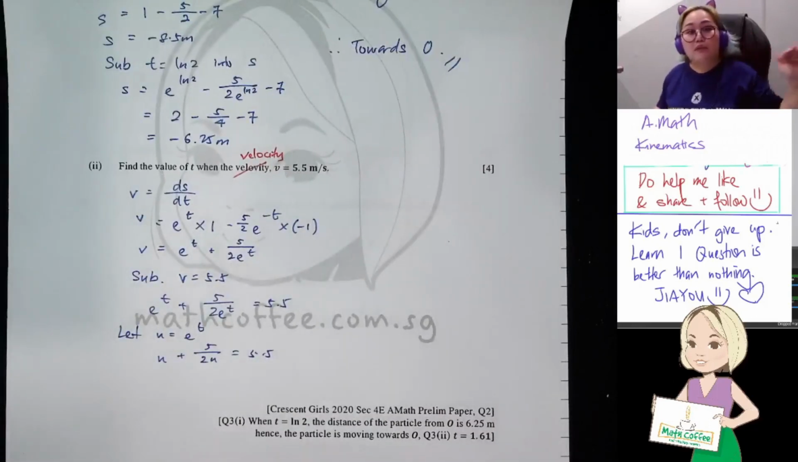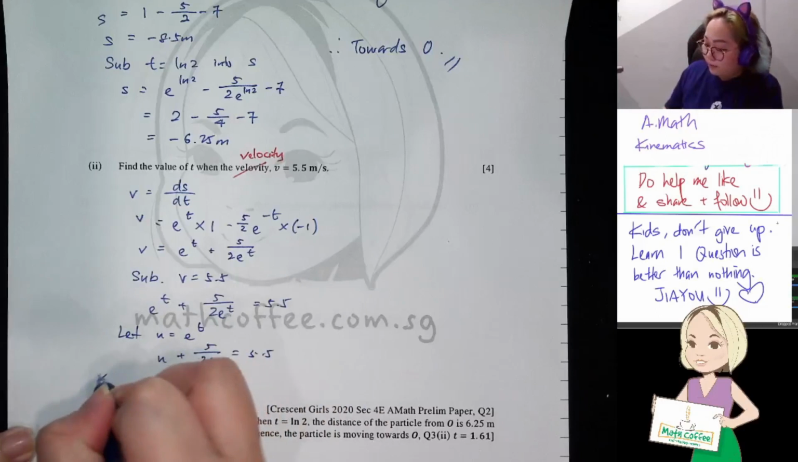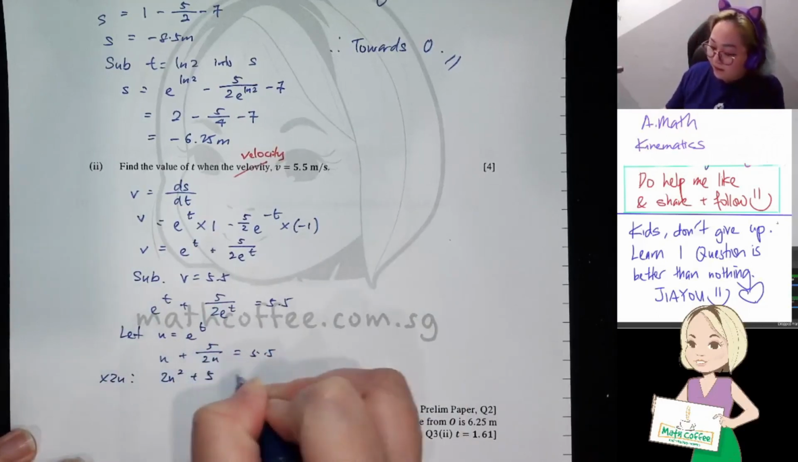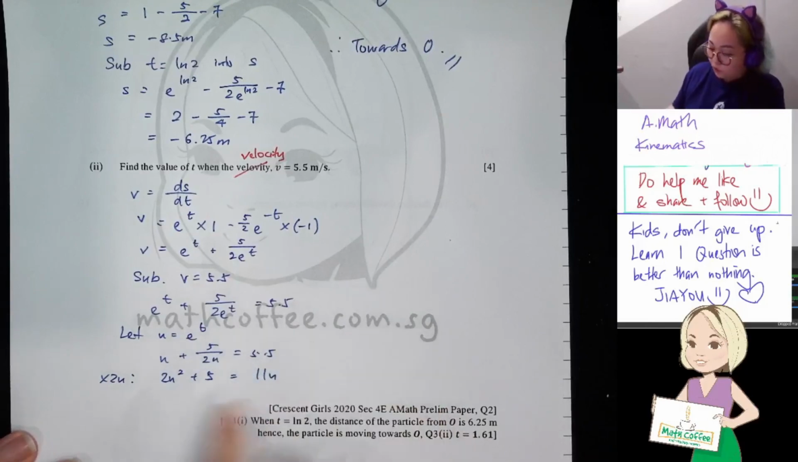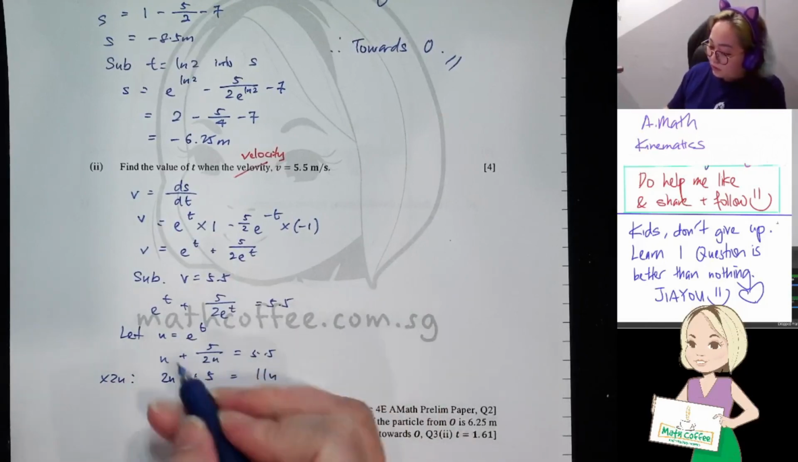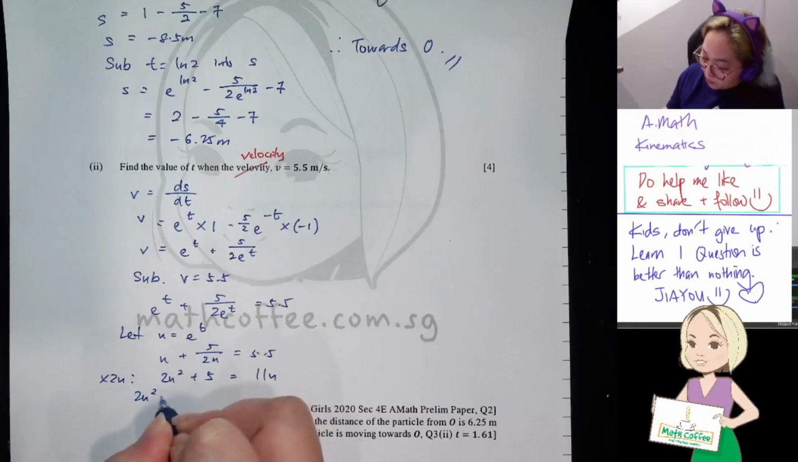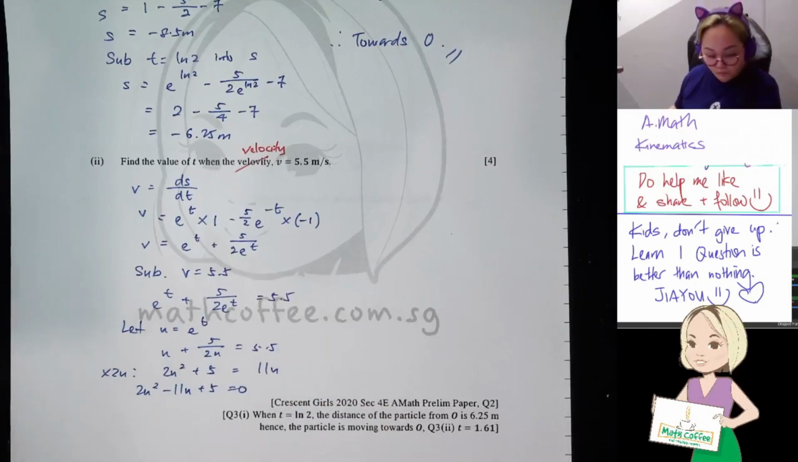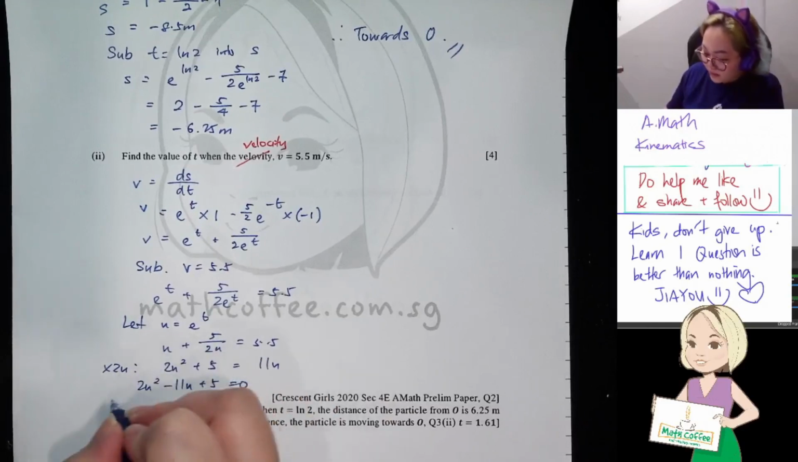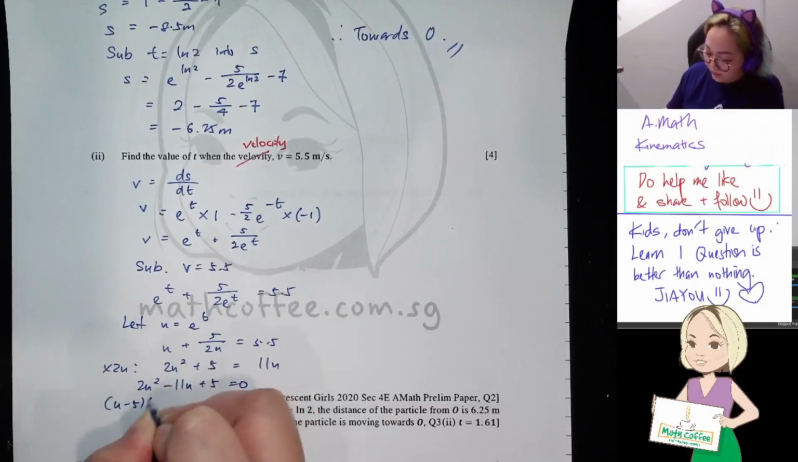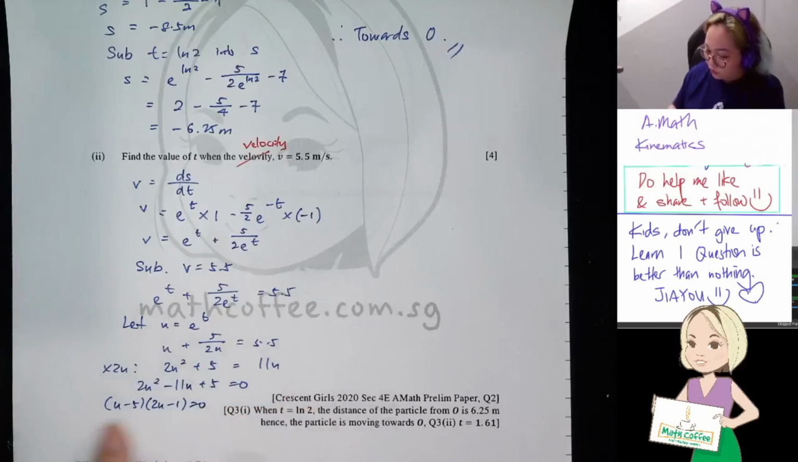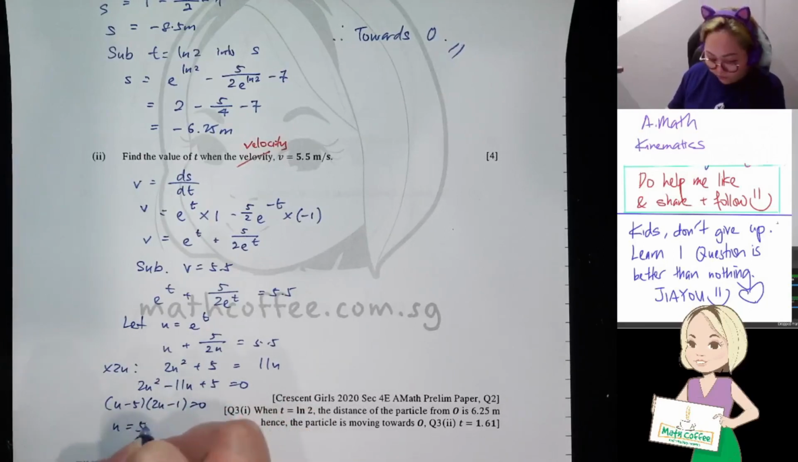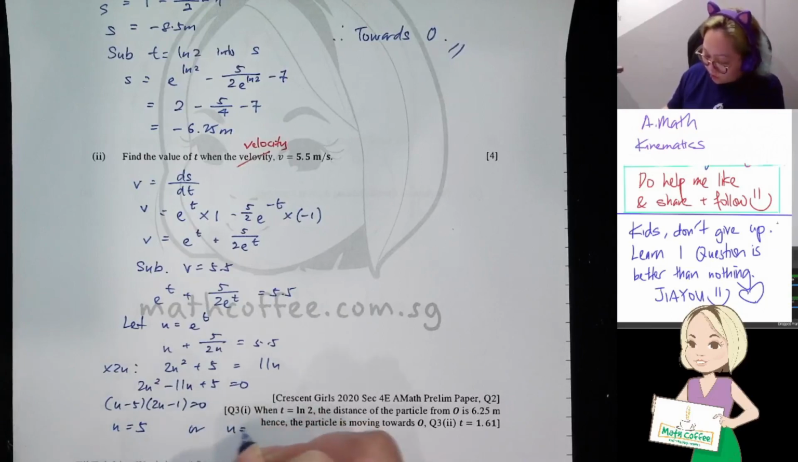So I need to times 2u throughout. Multiply by 2u throughout. I get 2u squared + 5 = 11u. Shift everything to the left hand side. So 2u squared - 11u + 5 = 0. Factorize this. So I get (u - 5)(2u - 1) = 0. And you will solve u equals 5 or u equals half.